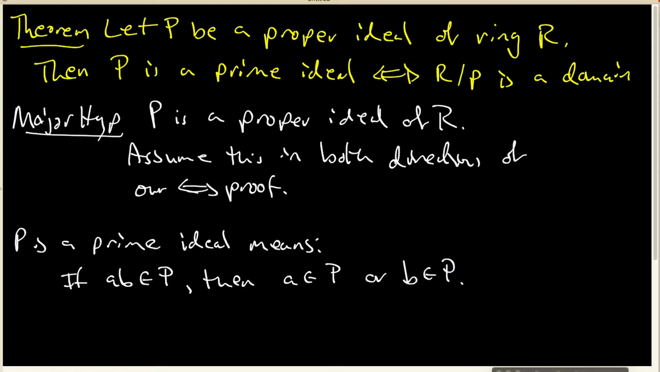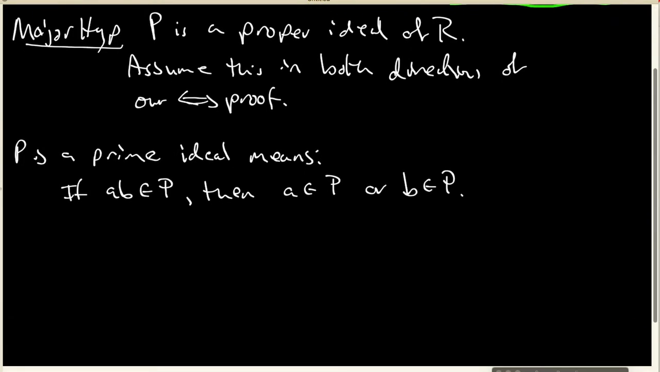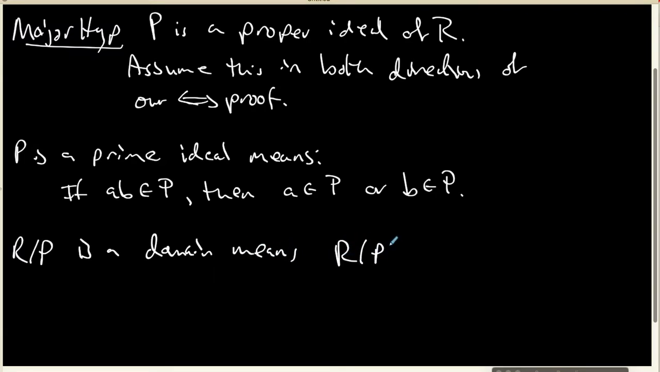And then the final thing that we need to look at and talk about is what does it mean for the quotient ring to be a domain? So let's think about what that means. R mod P is a domain means that R mod P has no zero divisors. But since quotient rings are just a little bit tricky, I want to think about what no zero divisors mean. Well, no zero divisors mean that you can't multiply two non-zero elements together and get the zero.